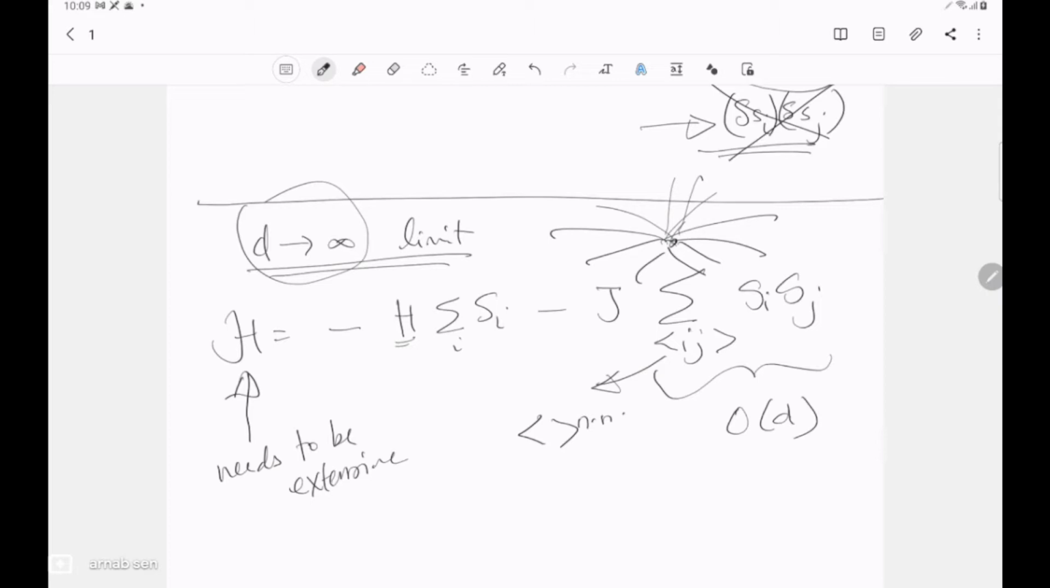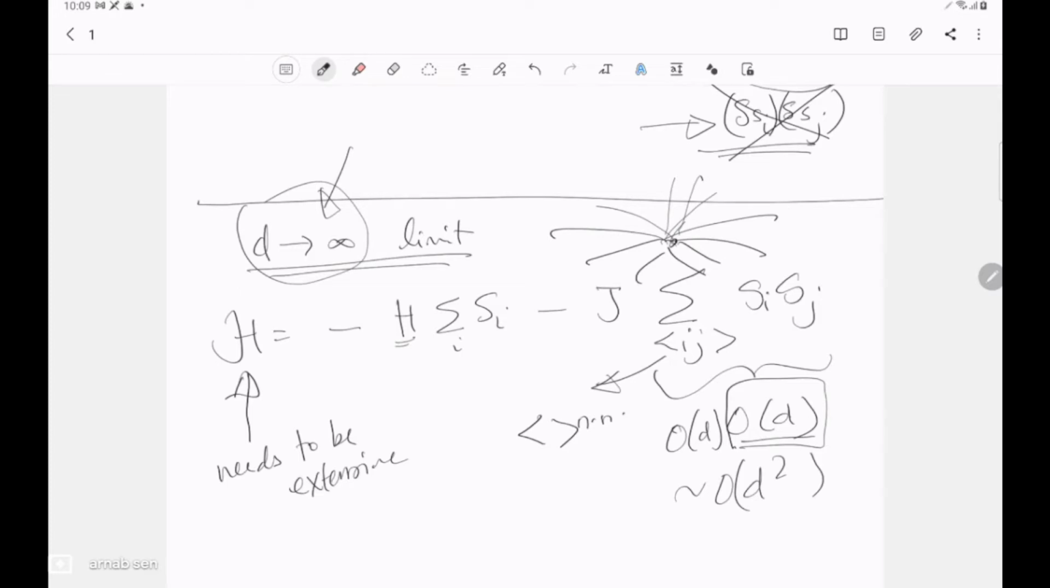And then there are order D number of points itself on the lattice, right? So actually this part of the energy is scaling as order D square. Why is it normally not a problem? It's normally not a problem because unless you take this kind of a limit, this number is always finite, right?